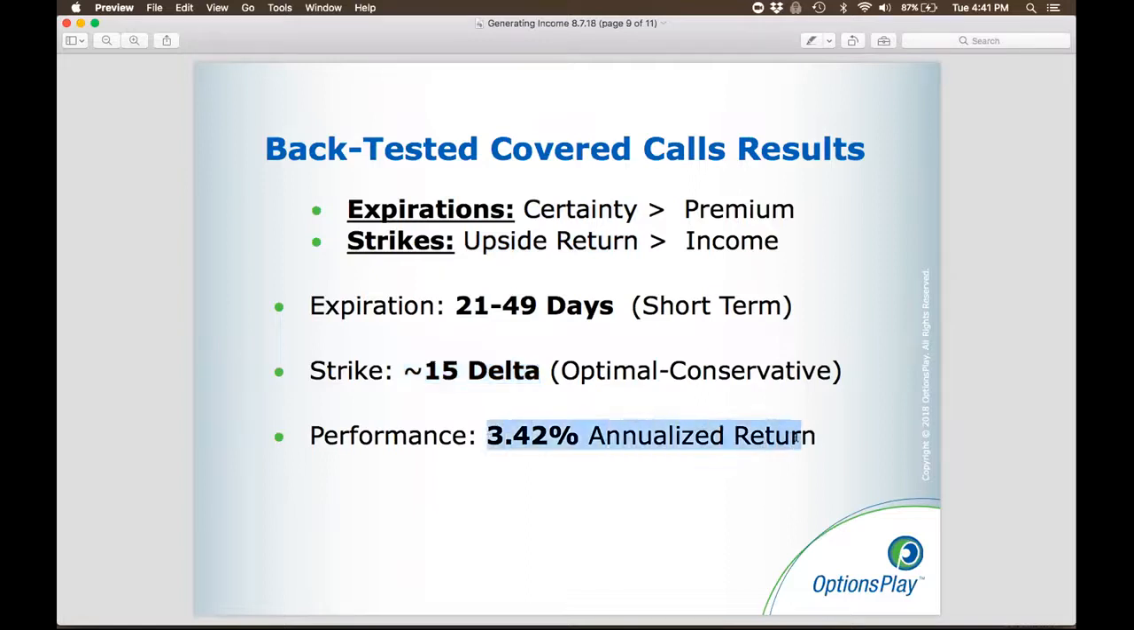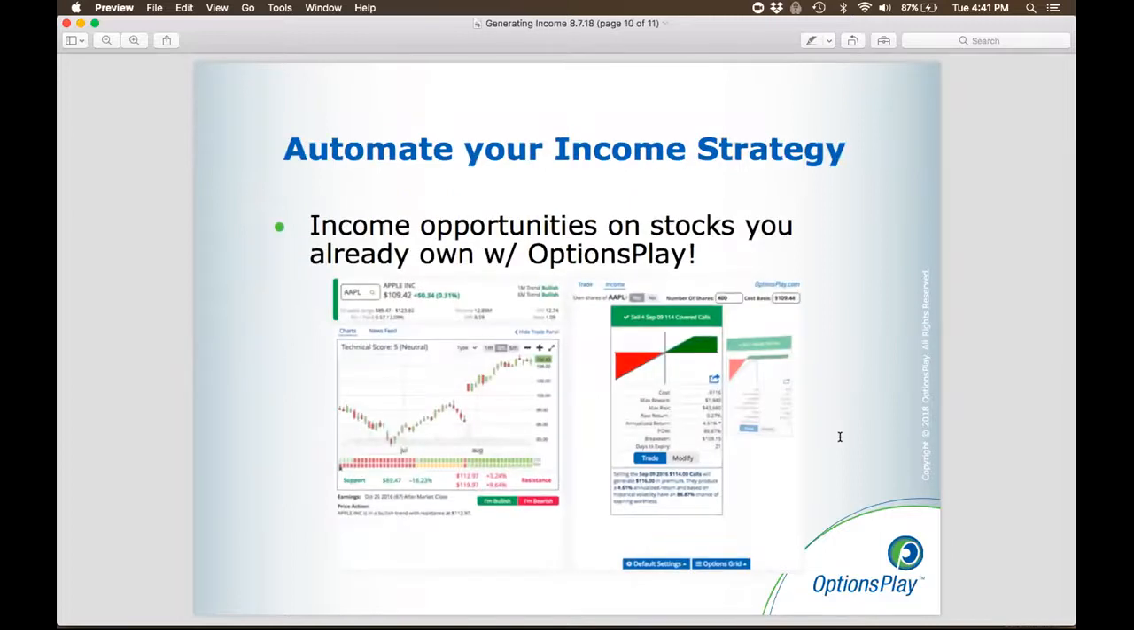And from that, we saw roughly a 3% annualized return on that strategy based on the S&P 500 stocks over the last 10 years. So that just gives you a rough estimation of what you can expect from these types of strategies in addition to what you're currently seeing from the returns of your stock. So with that, let's actually show you OptionsPlay.